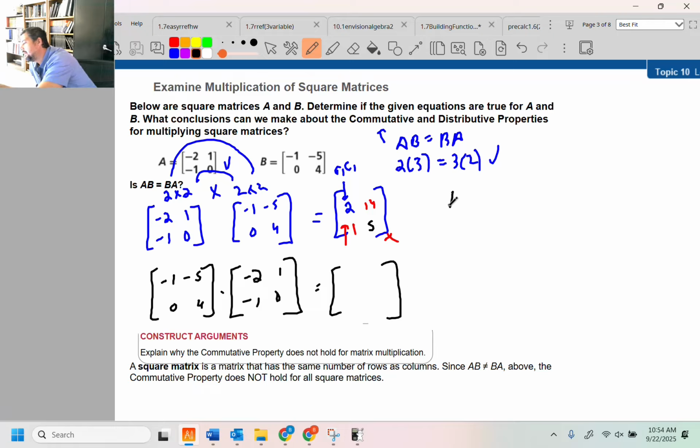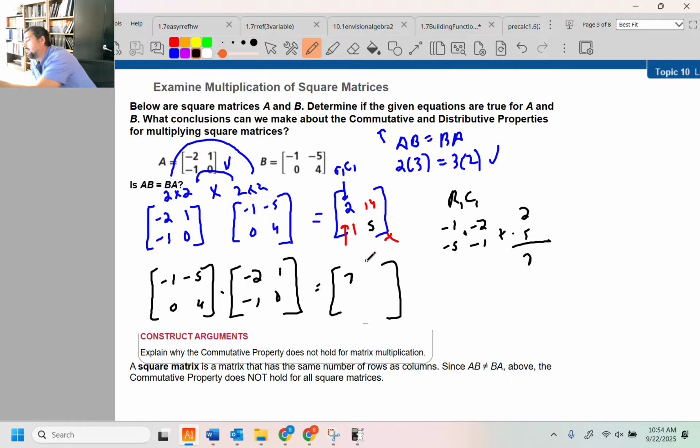First thing I'm going to find is row 1, column 1. So here, this row 1 is -1, -5. We're going to multiply it by column 1, which is -2, -1, and we're going to add down. Negative times negative is positive. Negative times negative is positive. 5 plus 2 is 7.